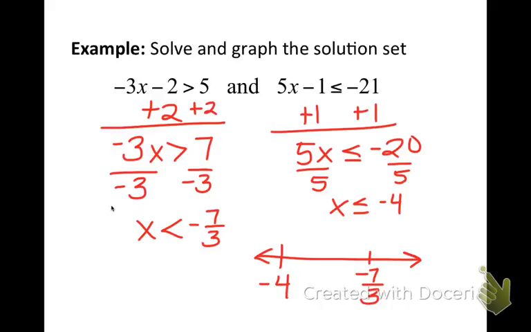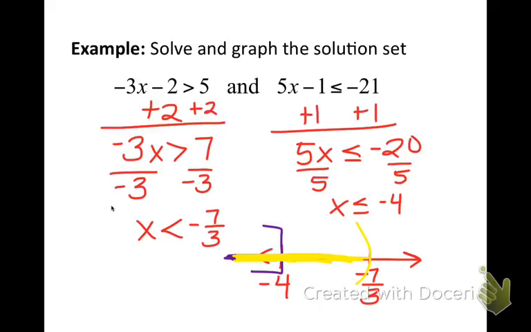Because I've got fancy technology in front of me, I'm going to do 2 different colors. At the negative 4, I'm going to have a bracket. But where is my graph going to go? It's going to shade to the left, isn't it? So my purple is going to go to the left. Oh boy, this is different than what we did the last time. Now I'm going to pull out that yellow. At negative 7/3, I'm going to have a parenthesis, and my shading also is going to go to the left.